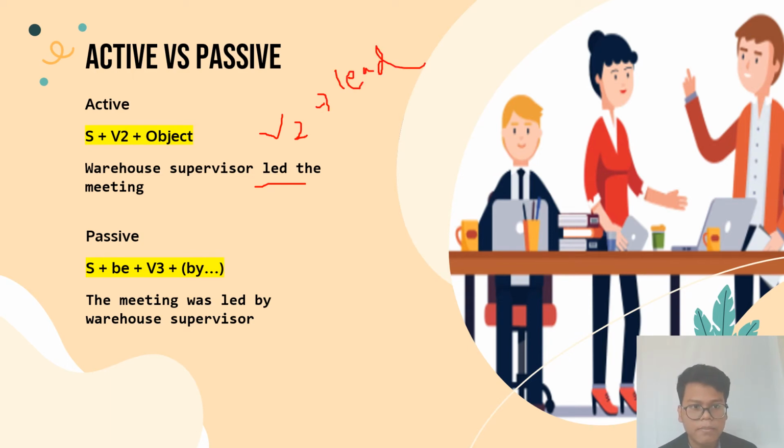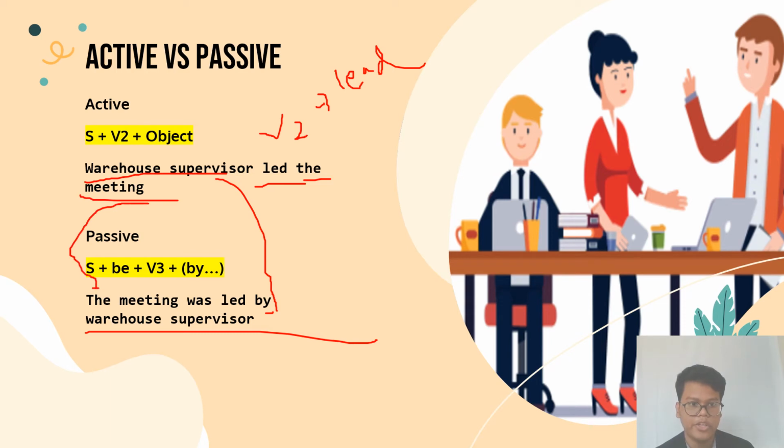Warehouse supervisor becomes the object in passive voice, with "by warehouse supervisor." The meeting is the object in the active voice and becomes the subject in passive voice. We use "was" because the meeting is singular.